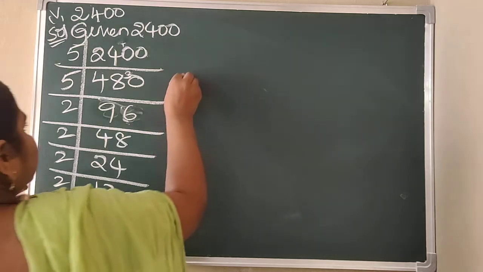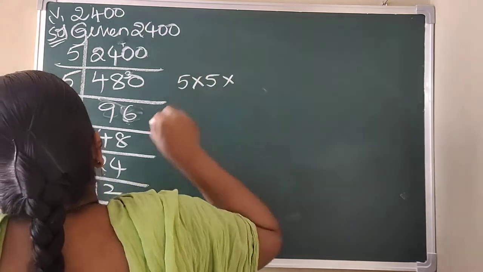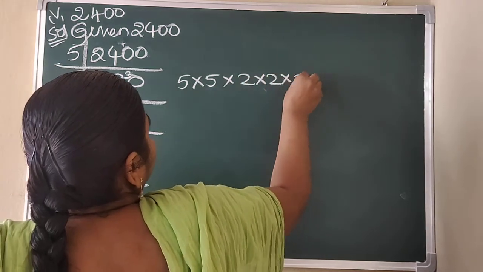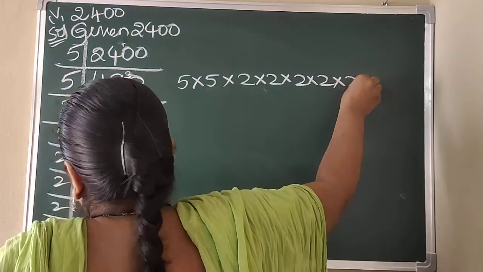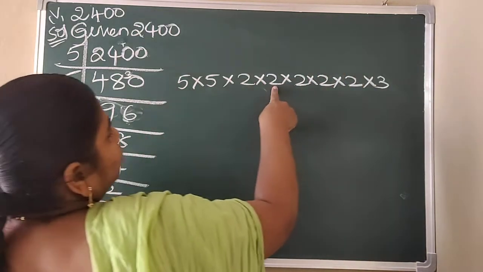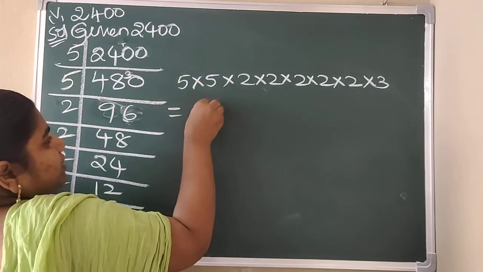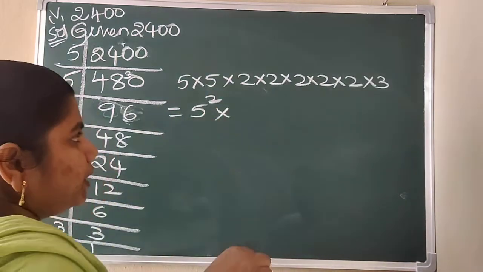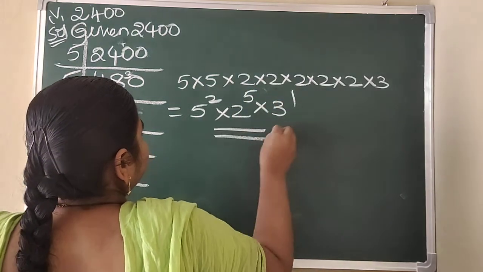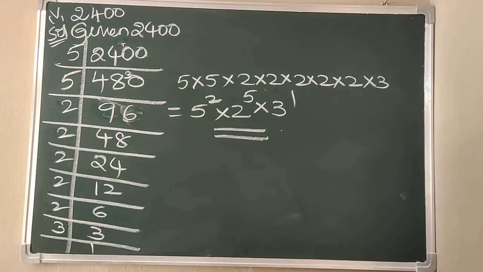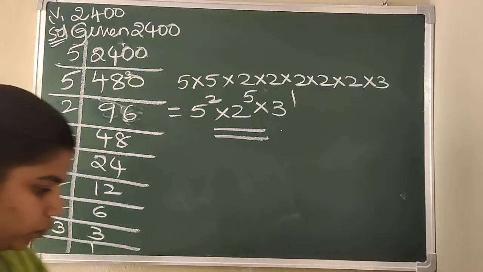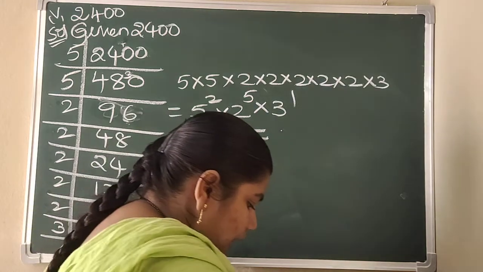So we got it as 5 into 5 into 2, we are multiplying 5 times. That is 2 into 2 into 2 into 2 into 2 and into 3. So 1, 2, 3, 4, 5. So it will be 5 square into 2. How many times we have multiplied? 5 times. That is 2 power 5 into 3 power 1. So what is the answer? 5 square into 2 power 5 into 3 power 1 is our answer. So this is our fifth one. And with this our third bit is completed.